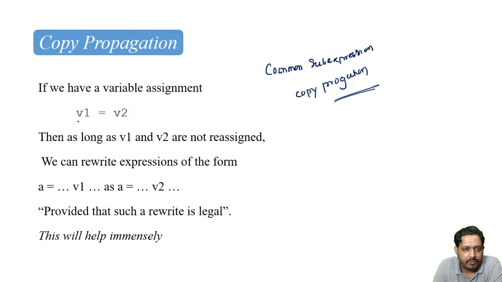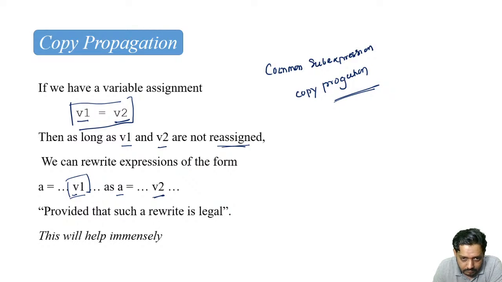If we have a variable assigned v1 is equal to v2, as long as v1 and v2 are not reassigned, we can rewrite the expression A is equal to v1. Because this is a copy, v2 has been assigned to v1, and again we are using v1, so we can write this as A is equal to v2, provided this rewrite is legal. This is the simplest form of this transformation. So v2 is assigned to v1, so instead of writing v1, we can just write v2, the assigned value, over here.